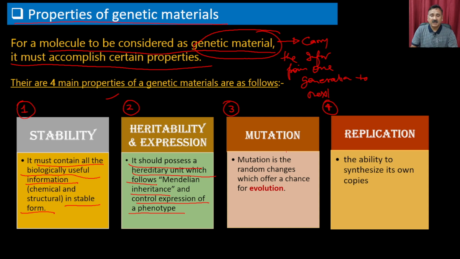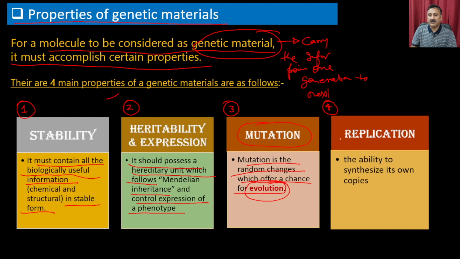Then the third property is mutations, right? The genetic material is also going to acquire mutations. Some of the mutations could be good, some could be bad, and the accumulation of mutations is going to result in a change in phenotype, and that will be responsible for evolution. So mutation is a random change which may occur, and that may be a chance for evolution.